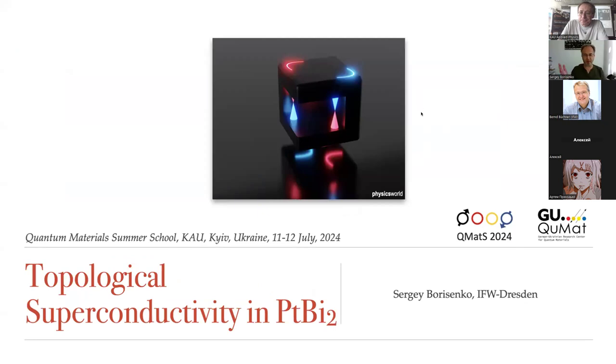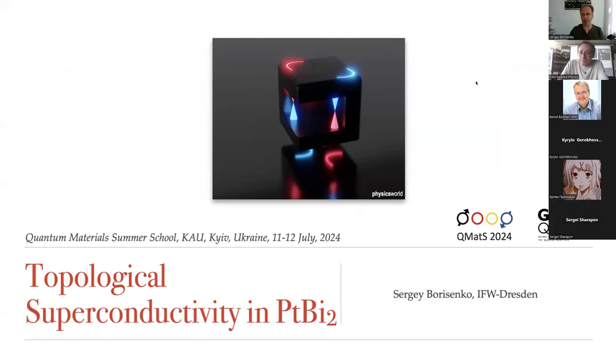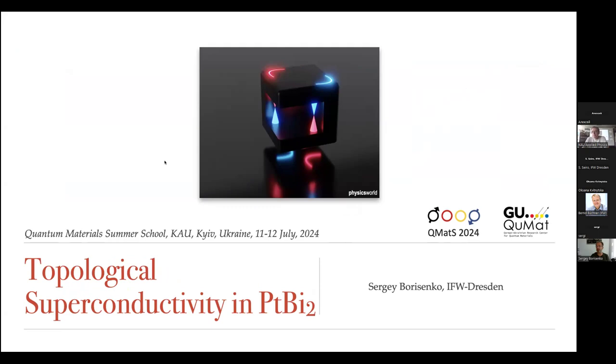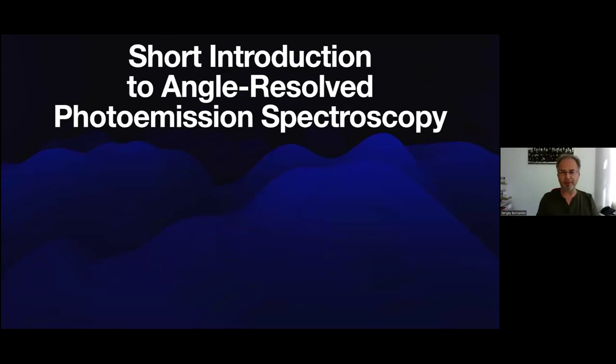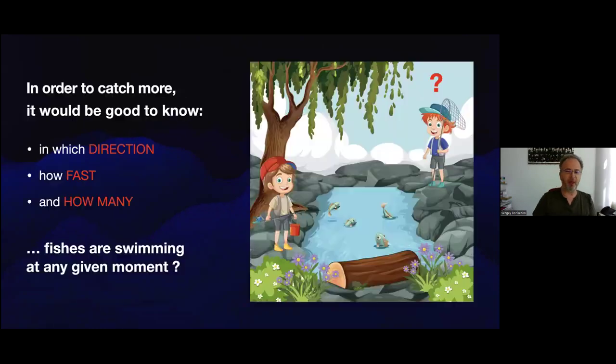It is a great pleasure always to speak to such an audience. Since it is a school, I will start with a little bit of simple introduction to angle resolved photon emission spectroscopy. And this is very short, and I think very easy. It comes from the analogy between the electrons in the solid and the fish in a lake. So in order to catch more fish, it would be good to know in which direction and how fast and how many fishes are swimming at a given moment.